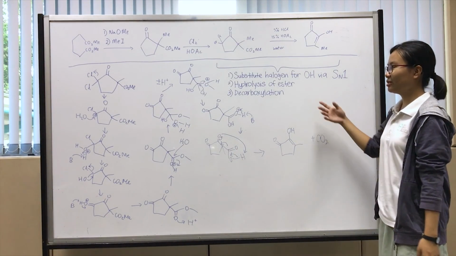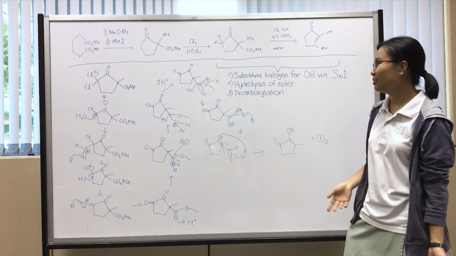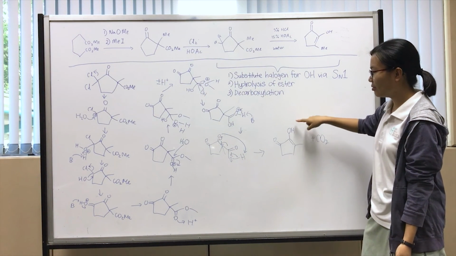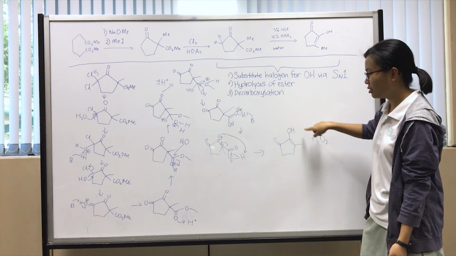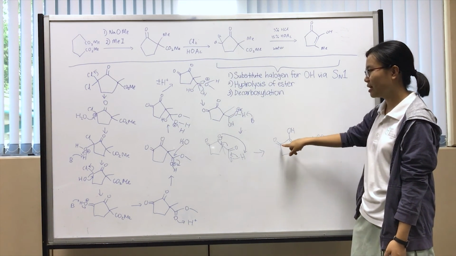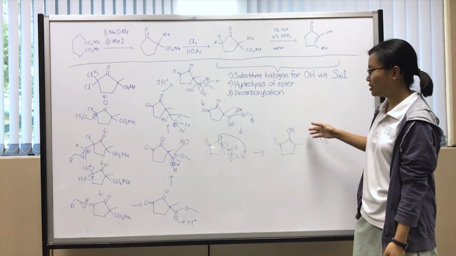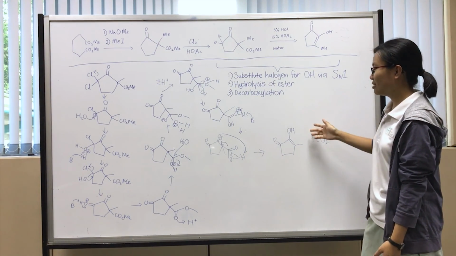Usually after decarboxylation, you'll get a ketone, but in this case, the enol form is stabilized by this whole conjugated system over here with the carbonyl. So this is more stable, and so this is the major product.